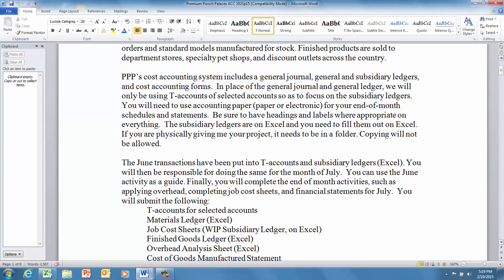So for your end of month schedules and statements, you will need to use accounting paper, which you can use physical, real accounting paper and handwrite on it and scan it to me or hand it to me. Or you can use electronic versions of accounting paper, which are available, and then you just type on it and upload those as Word documents. Be sure to have your headings and labels where appropriate on everything. The subsidiary ledgers are on Excel, and you need to fill them out on Excel.